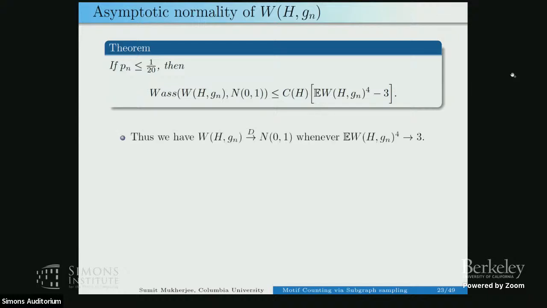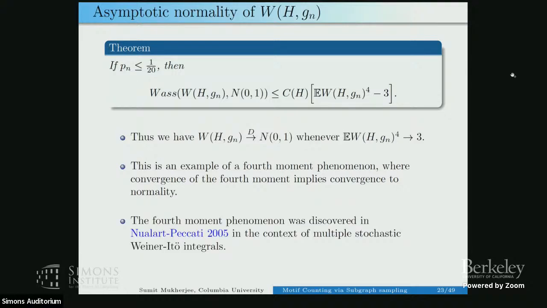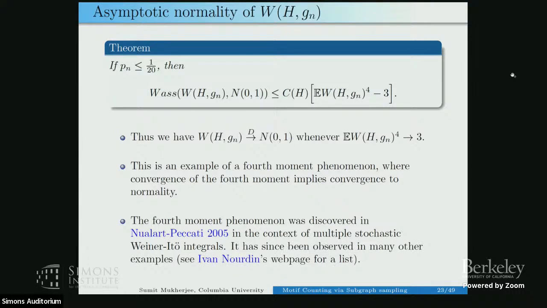This tells you that whenever the fourth moment goes to 3, if p is less than 1/20, your random variable goes to normal 0,1. Of course, in that example, the fourth moment doesn't go to 3, but that's okay. This is an example of a fourth moment phenomenon, and there are lots of examples of this. As far as we know, the first example was discovered in this paper by Nualart and Peccati. By now there are many more; Ivan wrote a web page dedicated to collecting examples of fourth moment phenomena, where you have linear or multilinear forms of random variables and such a fourth moment theorem happens.